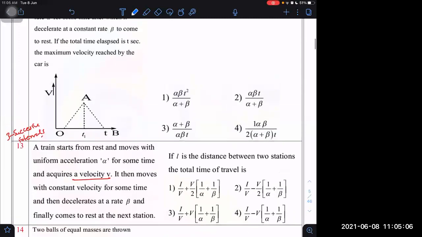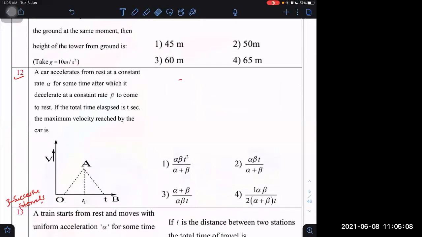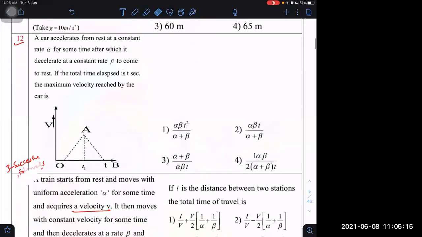Although the questions in which graphs are not plotted, those are also questions of graphs. If you want, we can plot the graphs for those also. Question number 12. Can we do this one? Yesterday we did, sir. I think you know already, right? We have done already, yes, yesterday.